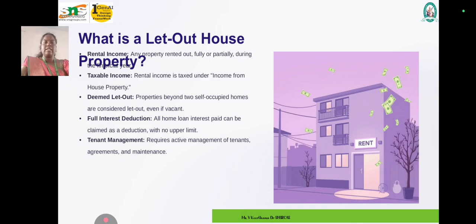So what is let-out house property? In rental income, it is any property rented out fully or partially during the financial year. Coming to taxable income, rental income is taxed under income from house property. In deemed let out, properties beyond 2 self-occupied homes are considered let out even if they are vacant. For full interest deduction, all home loan interest paid can be claimed as a deduction with no upper limit. In tenant management, it requires active management of tenants, agreements and maintenance.